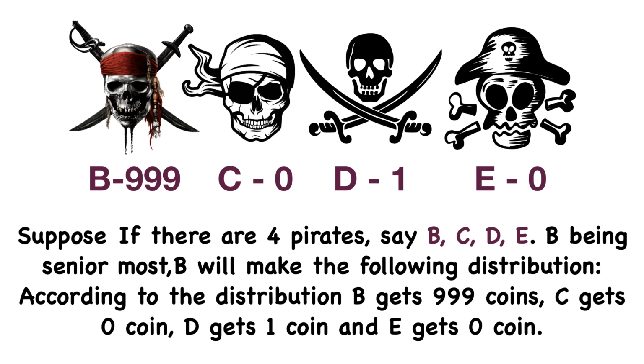Now B and D will vote in favor of this distribution because if the distribution is not accepted and B dies, then C will have to make the distribution and D will get nothing. You can see the distribution when there are 3 pirates. Hence, because 50% of pirates voted in favor of the distribution, it will be accepted.